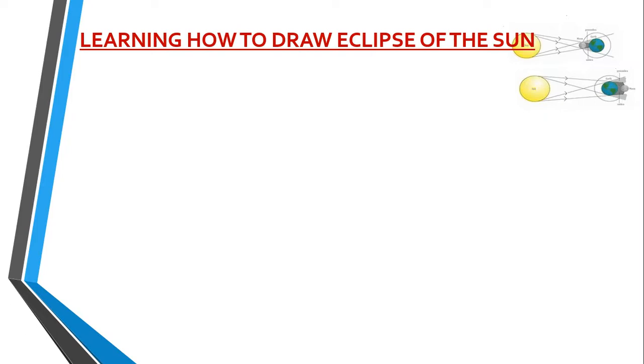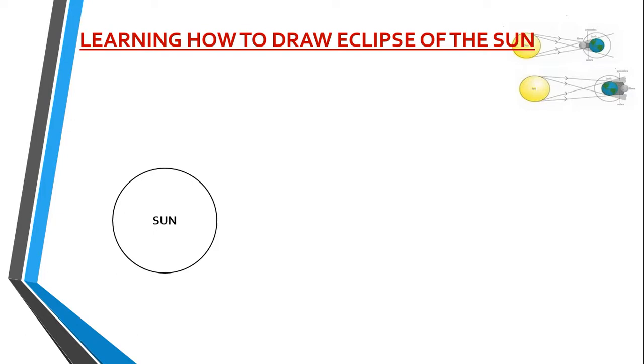So we'll begin by drawing the sun. You draw a very beautiful circle. There's no need to use a compass. You can use your free hand, or you can use a coin. So you draw your sun neatly, as you can see on your screen, and label it.